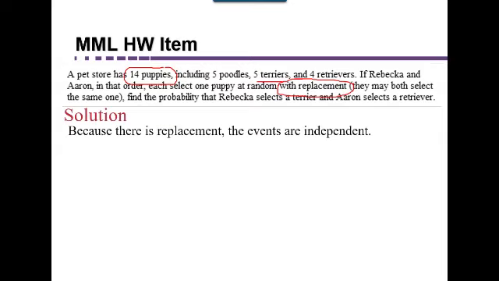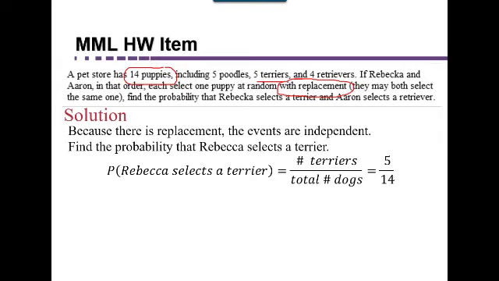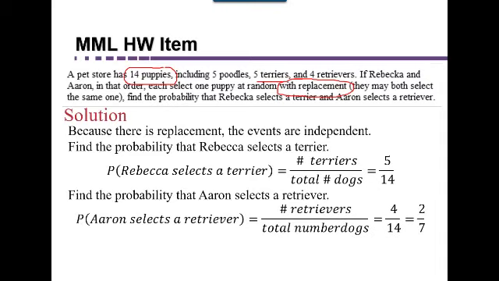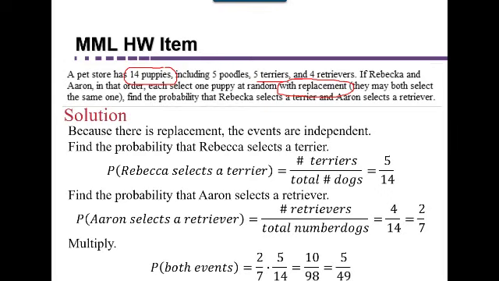Okay, so in this case, with replacement means these are independent events. So you can just find the probabilities of each and multiply them together. And still means multiply. Okay, because there is a replacement, the events are independent. So we're going to find the probability that Rebecca selects a terrier. Well, there are 5 terriers out of the 14 puppies. So 5/14 is that probability. Then we're going to find the probability that Aaron selects a retriever. Well, that's going to be 4 out of 14, which reduces to 2/7.